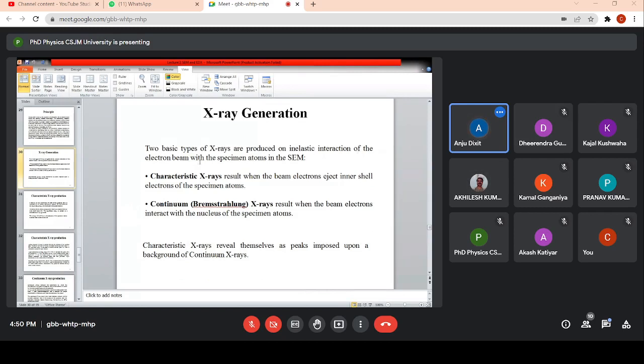Inelastic interaction of the electron beam with the specimen atoms in the SEM. Characteristic X-rays result when the beam electrons eject inner shell electrons of the specimen atom. Continuum X-rays, that is Bremsstrahlung X-rays, which I explained in the last lecture, result when the beam electrons interact with the nucleus of the specimen atom. So characteristic X-rays reveal themselves as peaks imposed upon a background of continuum X-rays.